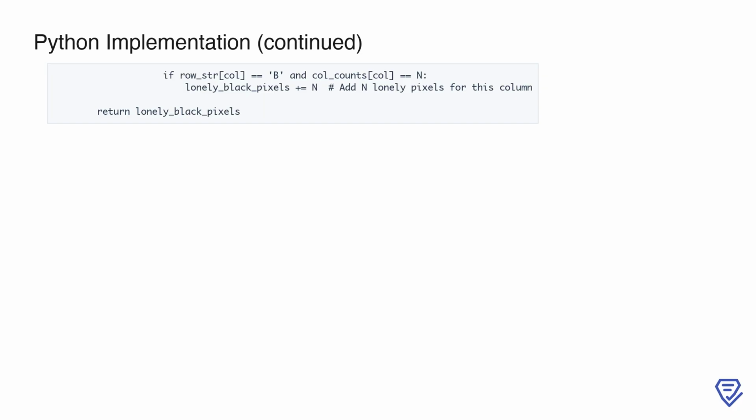After iterating through all the row groups and columns, the method concludes by returning the total count of lonely black pixels. This approach efficiently combines row and column constraints to solve the problem while ensuring the conditions for n are met.